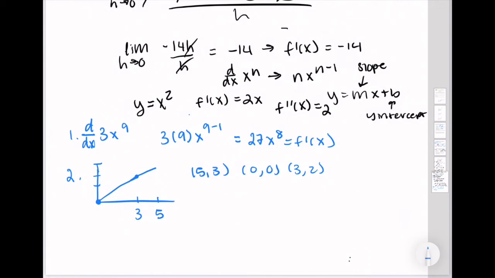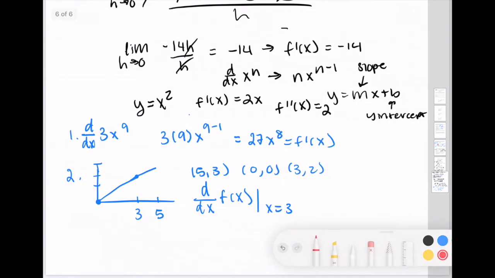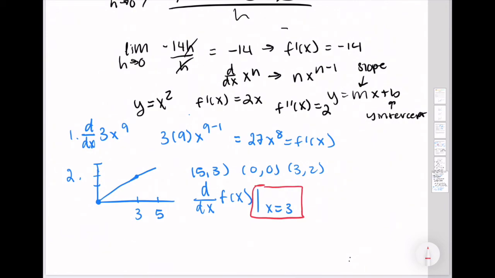So we want to find the derivative of the function at x equals 3. And I know I hadn't talked about this part right here, but whenever you have d over dx of some function, you may see a line with some x equals and then a value. This essentially means that you're finding the derivative at the point where x equals such and such number.